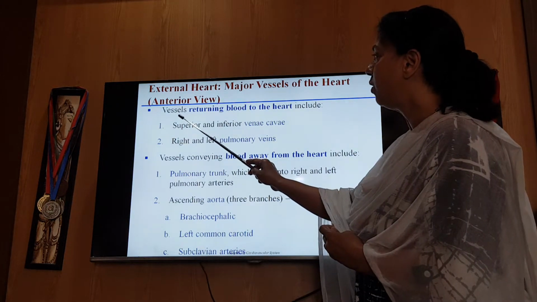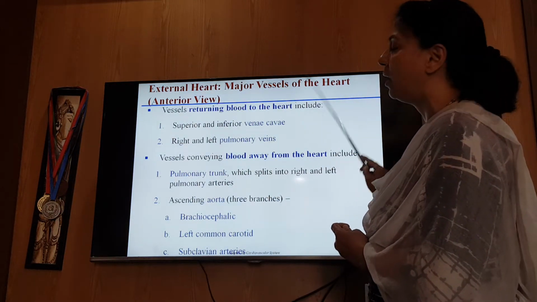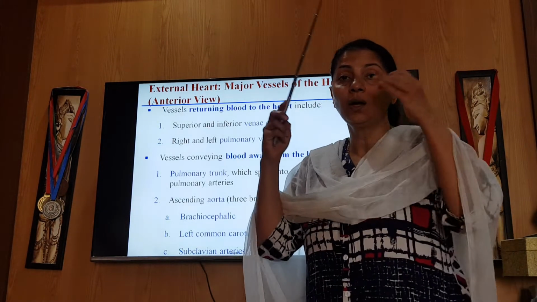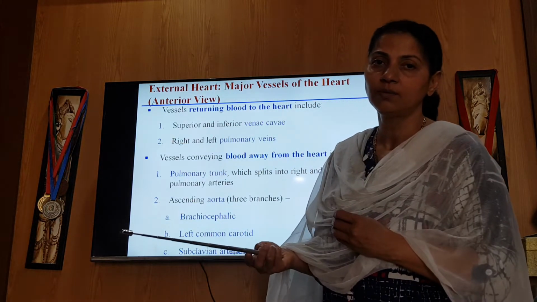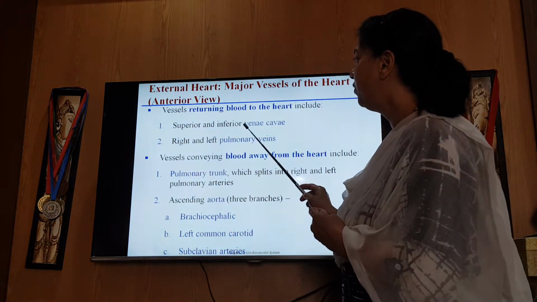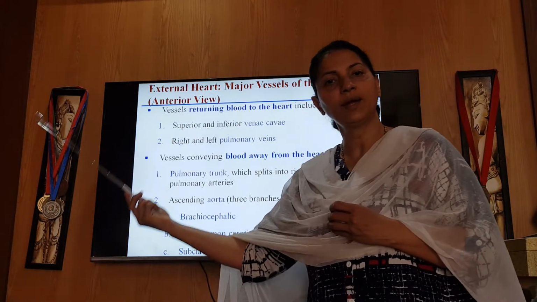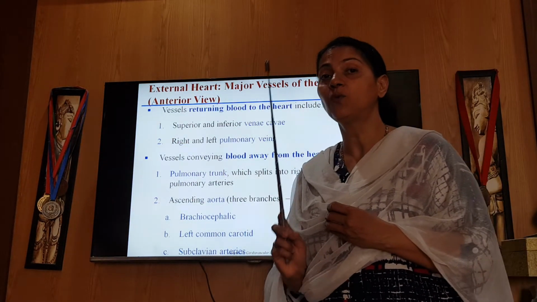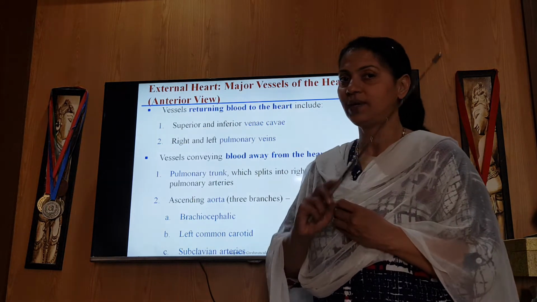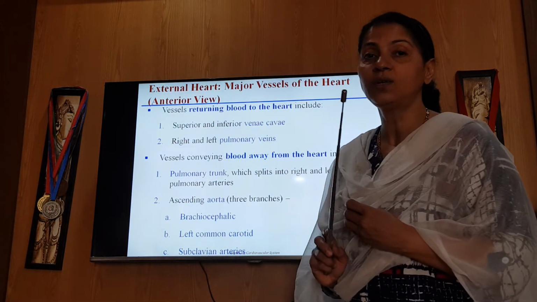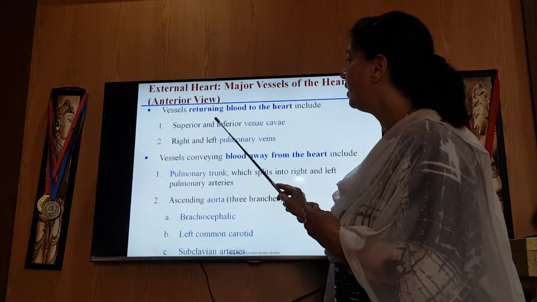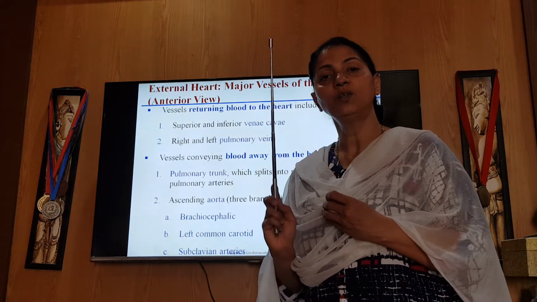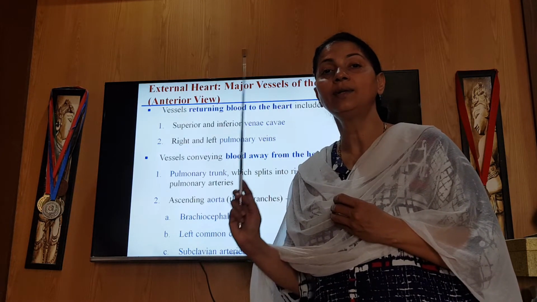First of all, vessels which are returning blood to the heart. We will see the vessels which are returning blood from the body to the heart. And what are those? Very simple. Superior and inferior vena cava, which we are going to find on the right side. Right and left pulmonary veins. The pulmonary veins are 4 in number on the left side because they are going to bring oxygenated blood from the lungs, and superior and inferior vena cava are going to bring deoxygenated blood from the body, and so they are going to open in the right side of the heart.